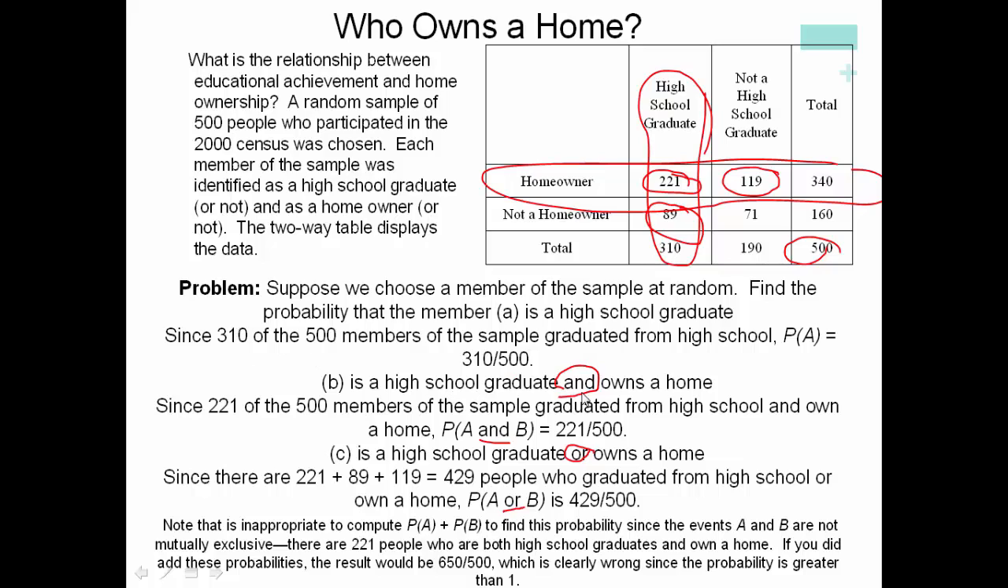Is a high school graduate and owns a home. That would be 221. High school graduate, there's that column. And homeowners, find the intersection. 221 out of 500. Is a high school graduate or owns a home. So we have the 221, 89, and 119. Remember, we only count this value once. We add them together and get 429 out of 500.